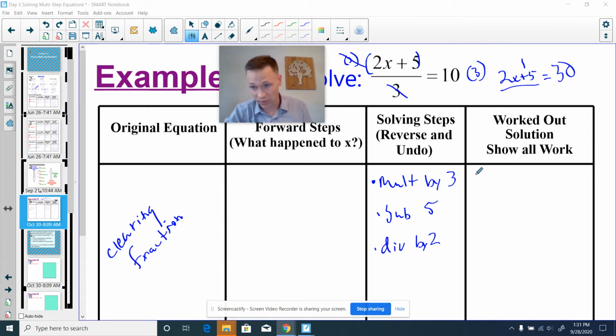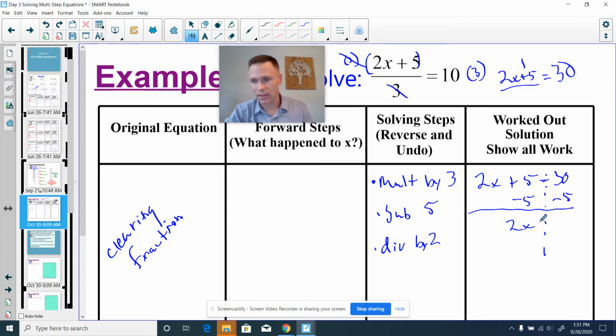So if we're going to finish this problem, we're going to execute those steps. 2x plus 5 is equal to 30, right? And I'm going to execute that. I've already multiplied the 3 out. I'm now going to subtract 5 from each side. That's going to give me 2x is then equal to 25. And then I divide by 2. And then I will get x is equal to 12 and a half. Okay, so that is our first multi-step problem.